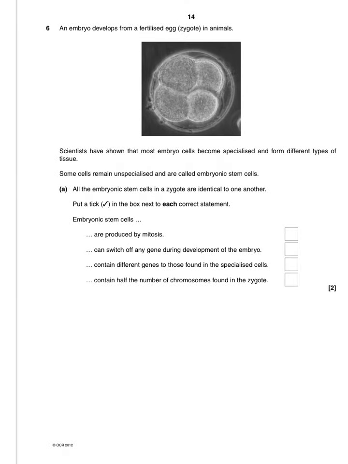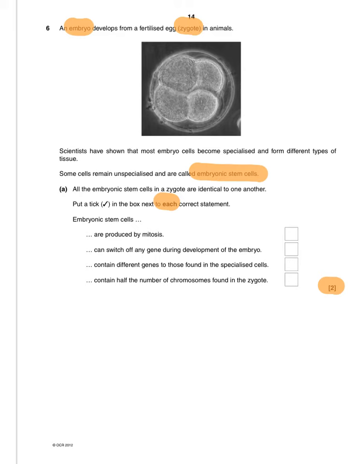And now we do move on to B5. So we've got an embryo develops from a fertilised egg, zygotes in animals. Scientists have shown that most embryo cells become specialised and form different types of tissue. Some cells remain unspecialised and are called embryonic stem cells. All the embryonic stem cells in the zygotes are identical to one another. Put a tick in the box next to each correct statement. Each correct statement, 2 marks. Probably going to suggest there's going to be 2 of them.